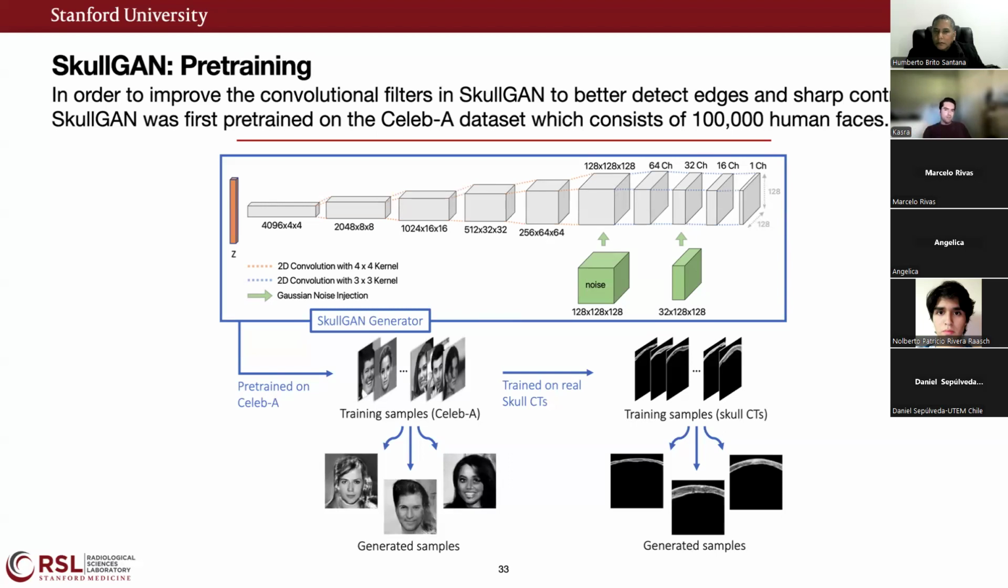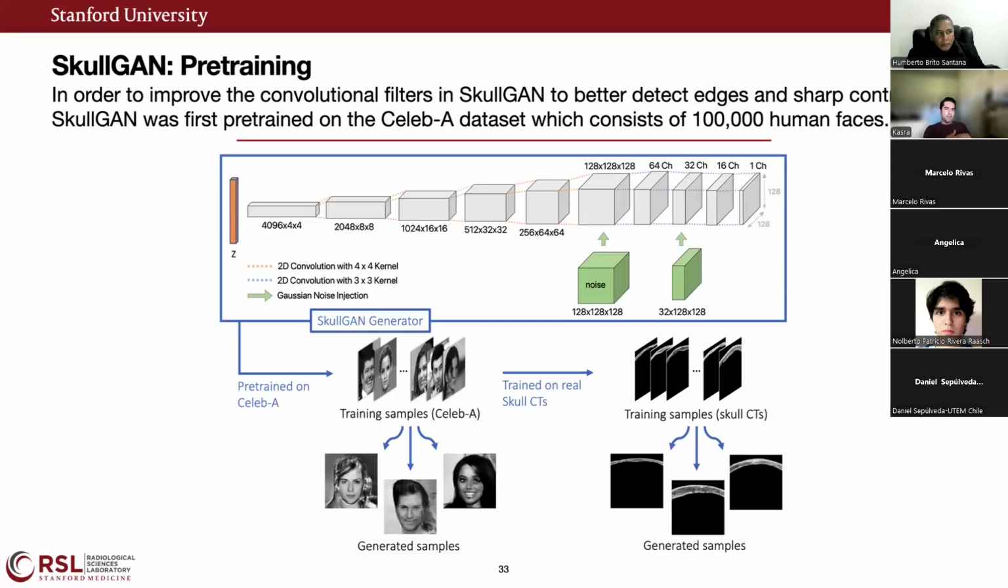What people do in the field is that if they have access to a much greater data set, first they try to pre-train on that data set. In our case, we pre-trained on this celebrity data set, the CelebA data set. It has 100,000 images of celebrities. And note, 100,000 versus the 2,400 that we have, there's a huge difference there.